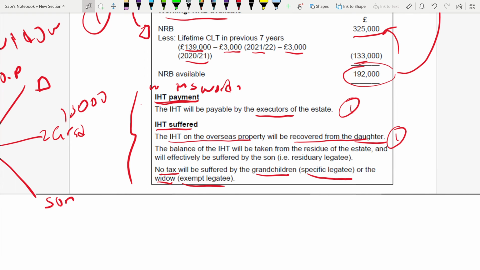What about the balance of the IHT then? Whoever has the residue of the estate, known as the residuary legatee, that is the son in this case, will suffer the IHT. So the balance of the IHT is always suffered by the residuary legatee. That is in this case the son. Okay, so like this you have to answer.